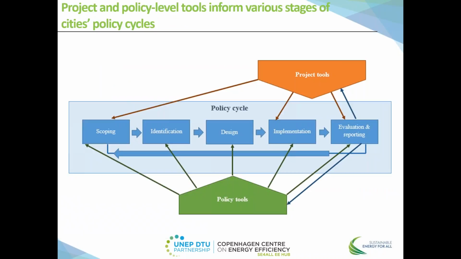So a few words about this policy cycle. The idea is that local governments or policymakers might have different problems or challenges to overcome at different stages of their policy development. So we thought it would be important to show what kind of tools can be used at different stages. And we simply identified 5 main stages, which you can see: scoping of policy development, identification and prioritization of policy options, policy design or project design, implementation of policies or projects, and evaluation and reporting.